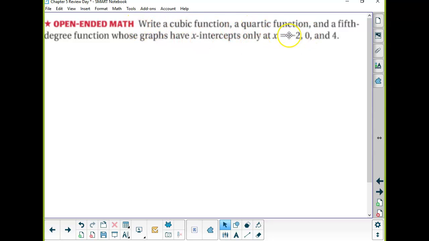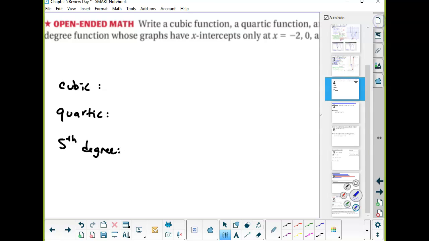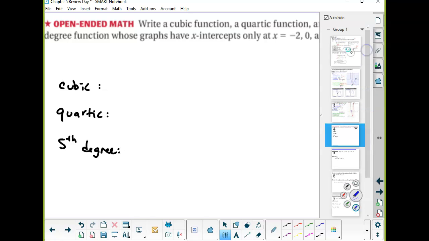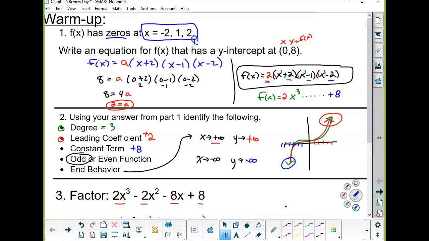I do want you to write this. I'll give you a second. Go ahead and write this down, and then see if you can answer this question. Our job is to write a cubic function, quartic function, and fifth degree function whose graph has x-intercepts. Well, let's go back to the warm-up. They gave us the zeros. But from the zeros, we were able to write out the factored forms of each one.